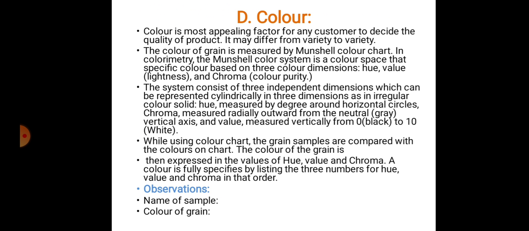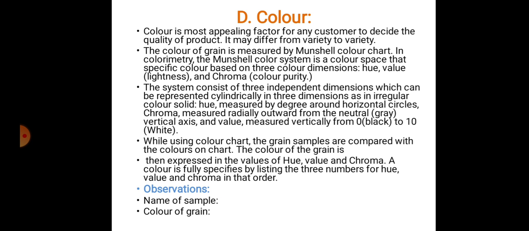Color is the most appealing factor for any customer to decide the quality of a product. It may differ from variety to variety. The color of grain is measured by the Munsell color chart. In colorimetry, the Munsell color system is a color space that specifies color based on three color dimensions: hue, value (lightness), and chroma (color purity).